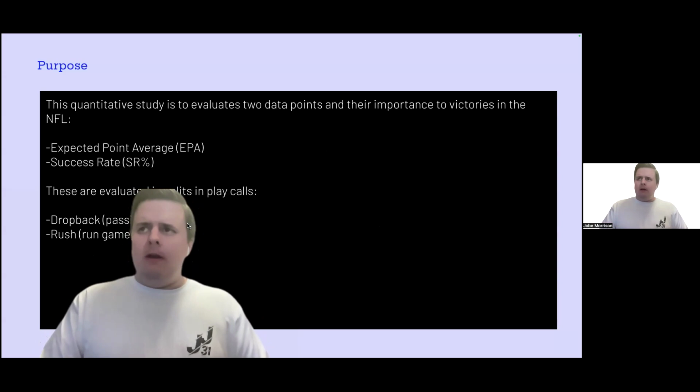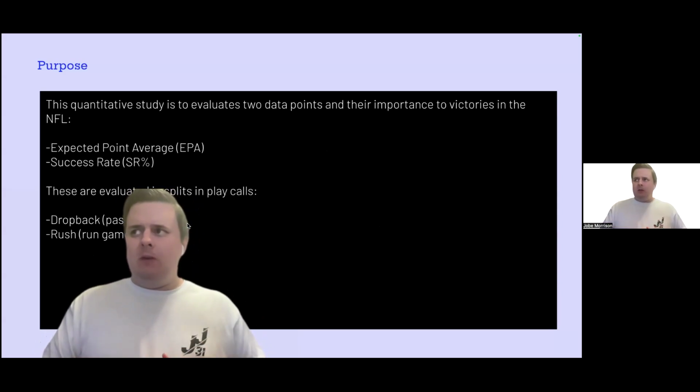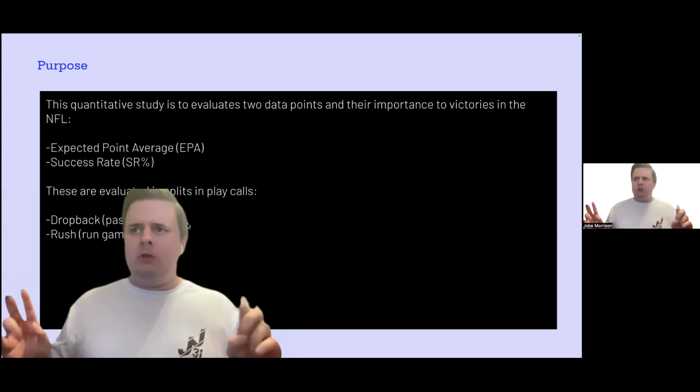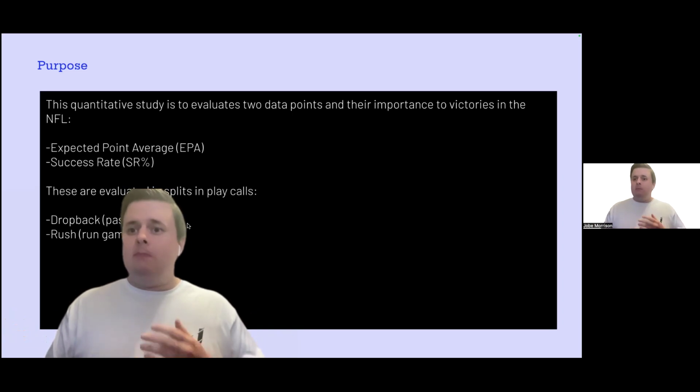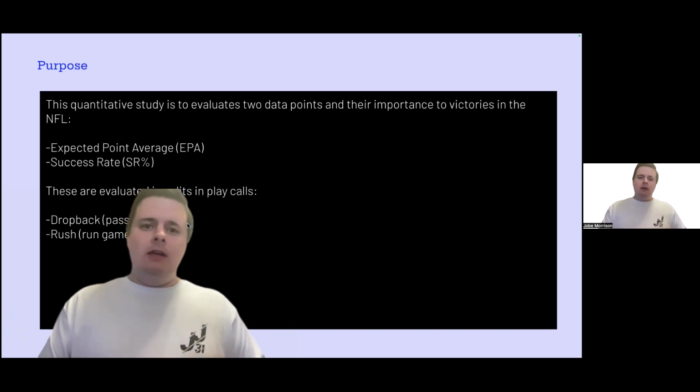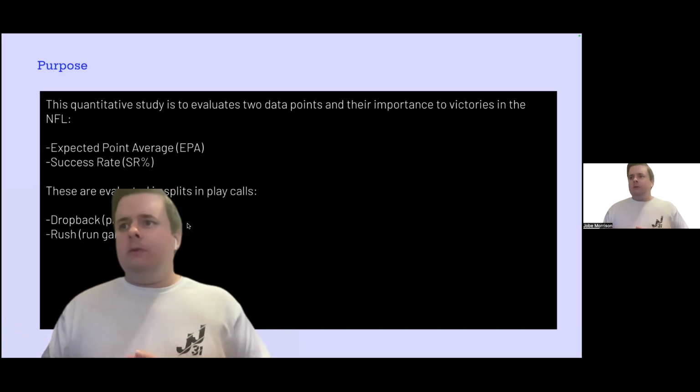The purpose of the study is that it's a quantitative study that evaluates the two main data points, which are expected point average and success rate. Expected point average is the expected points based on a drive, with the main factor being field position, but it also has to do with play calls and things of that nature. And success rate is whether a play is successful.